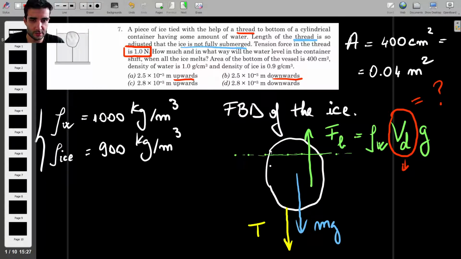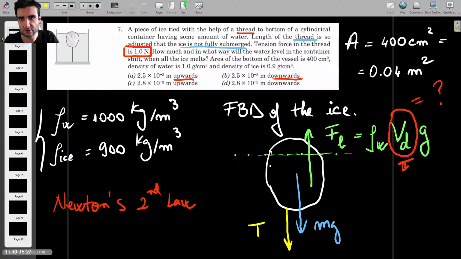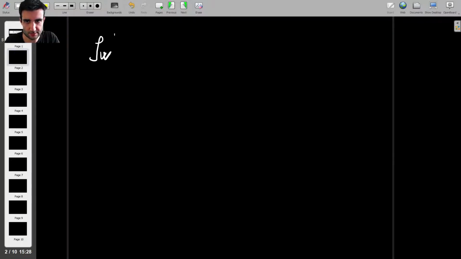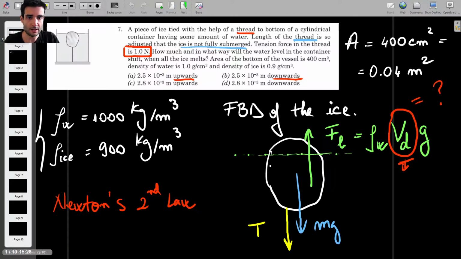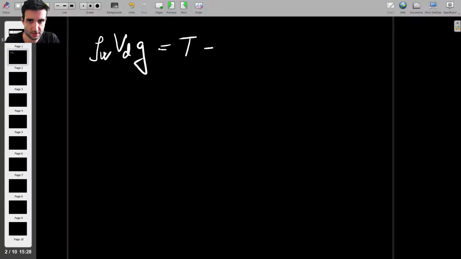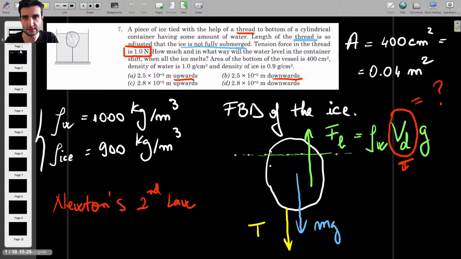So let's start with a free body diagram of the ice, and let's try to get what this is first. So here's what we have. If we write Newton's second law for this scenario, we can see that everything is in equilibrium, so all the forces balance each other out. So we have the buoyant force, which is the only force acting upwards. That's rho_w times the displaced volume times g. That equals the forces acting downward, so that's going to be equal to tension plus mg.